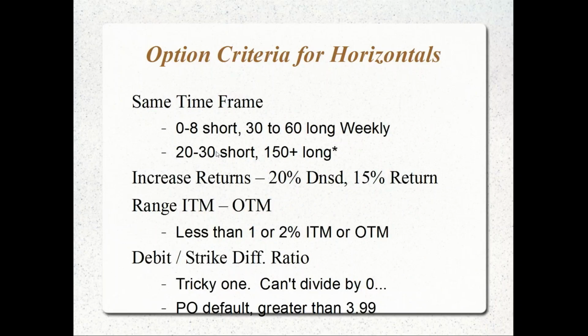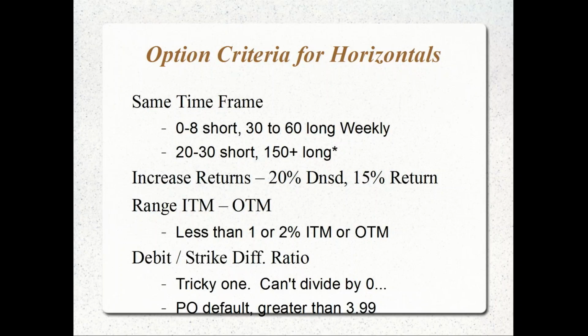In general, 20 to 30 days out for a short option if you want to do monthly horizontals, which are a bit more risky. Remember, if you do a monthly horizontal where the short option is 20 to 30 days out, that's more time for the stock to swing against the neutral position you're looking for. You'll have a higher profit and a lower debit, because you're getting more premium for selling. But again, it's so much time for the stock to move against that probably 1 or 2% that you don't want the stock to move.